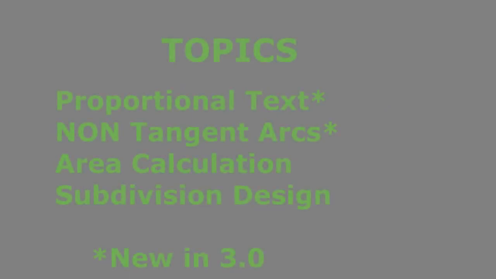In this lesson we have 4 topics to cover. First, an explanation of how SiteSurvey generates dimensional text that's proportional to your survey. Then we'll cover how to draw non-tangent arcs. The basic lesson covered only arcs that were tangent to a bearing or another arc. Thirdly, we'll cover how area is calculated by this extension. And finally, how to design a property subdivision.